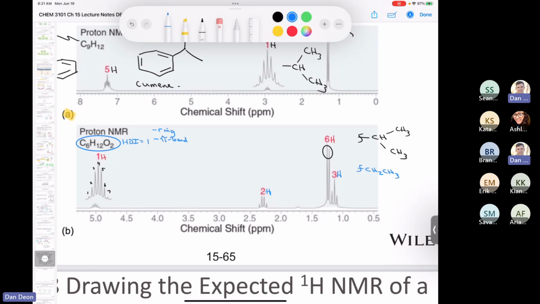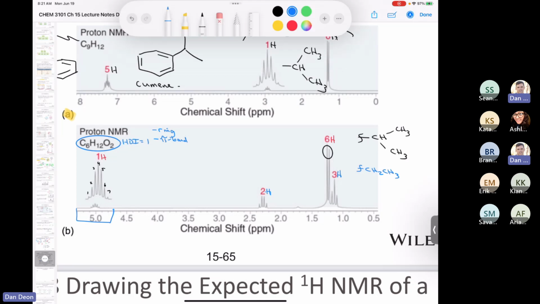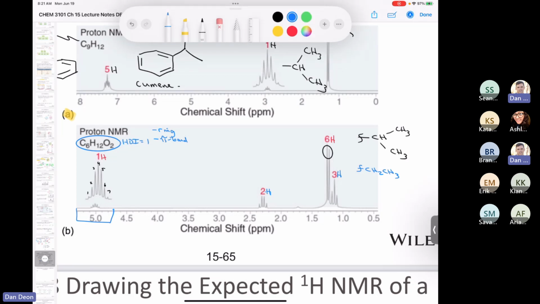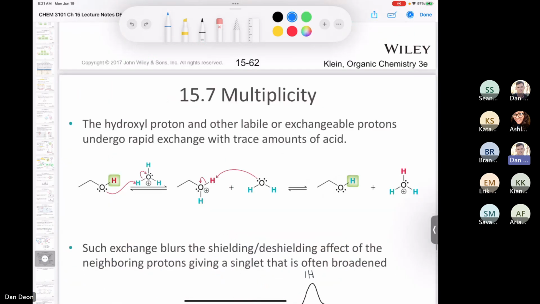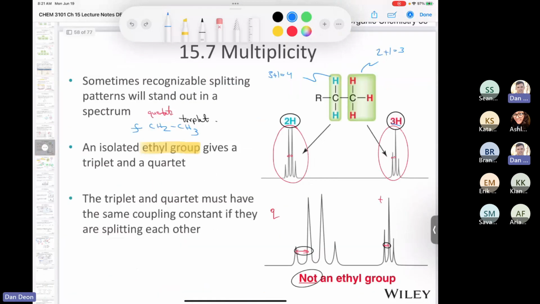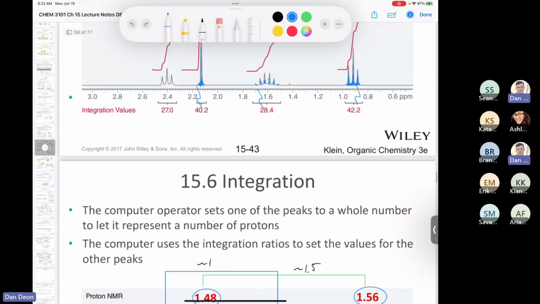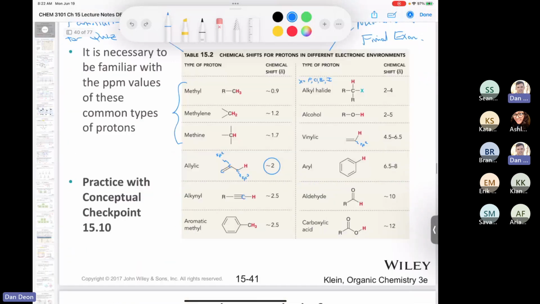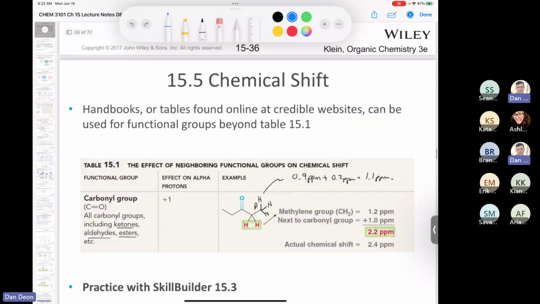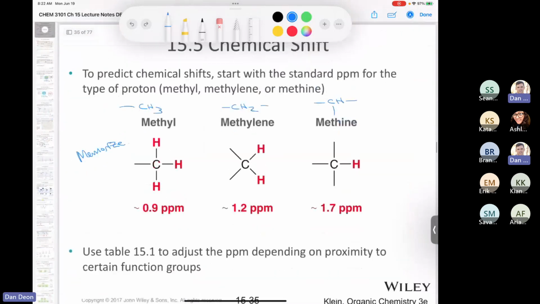But if we look at this methine up here, this is a CH. It's got a chemical shift of about 5. So how do we have a methine that has a chemical shift that high? If you remember, the baseline of a methine was what? Does anybody remember that? If we go all the way back to when we were predicting chemical shifts, way before integration, we looked at this table right here. And we said the baseline for a methine was 1.7.